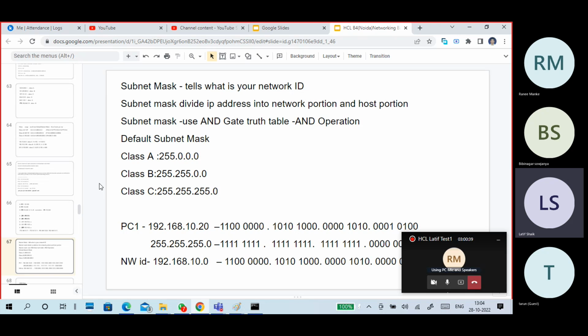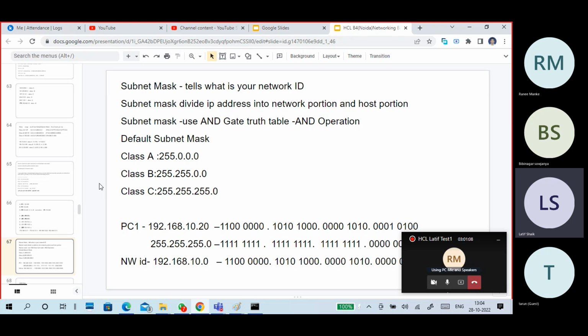Okay, 255 represents 8 ones, so 1, 1, 1, 1, like 8. 0 represents 8 zeros. 255 is the final number, right? So it is 8 ones. Class A default subnet mask is 255.0.0.0. Class B default subnet mask is 255.255.0.0. Class C is 255.255.255.0.